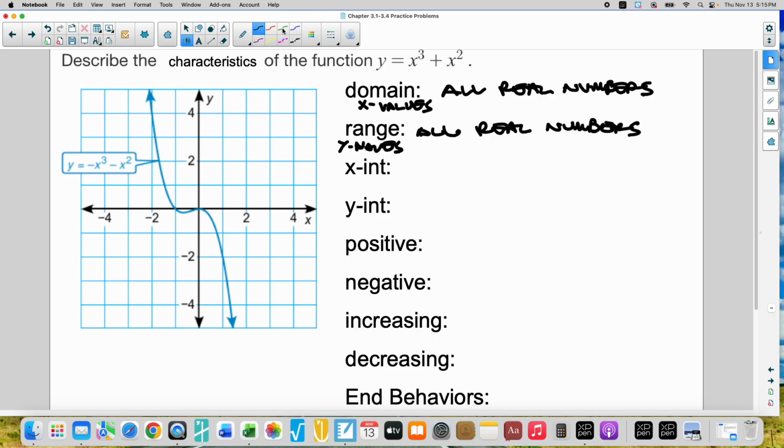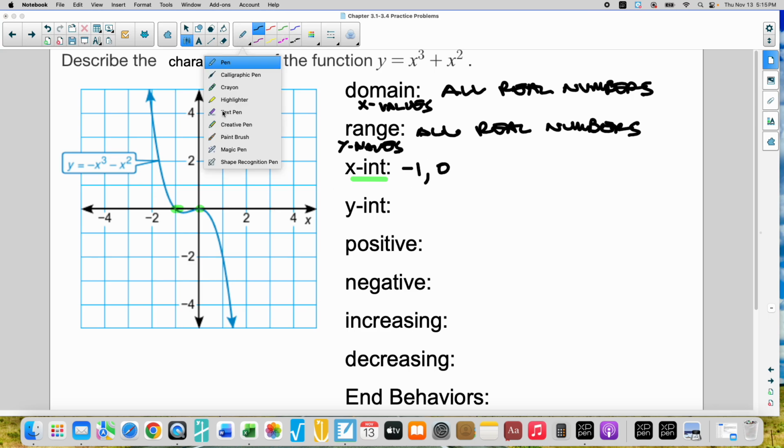X-intercept. So where does it cross the x-axis? Where is it crossing the x-axis? This is the x-axis. It's hitting it here, and it hits it here. Those are the two places on the x-axis. So on my x, that's negative 1 and 0.